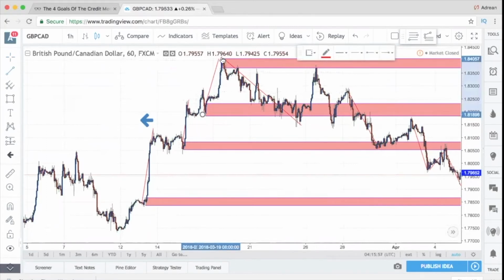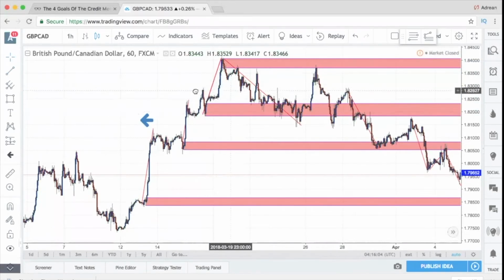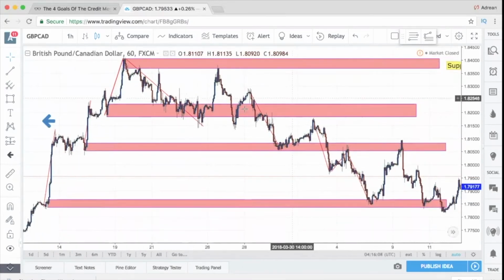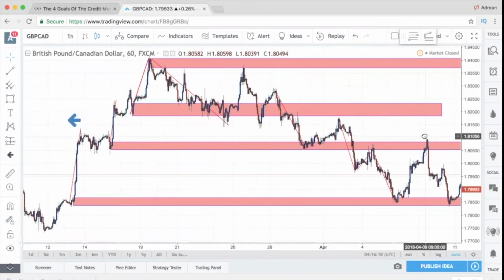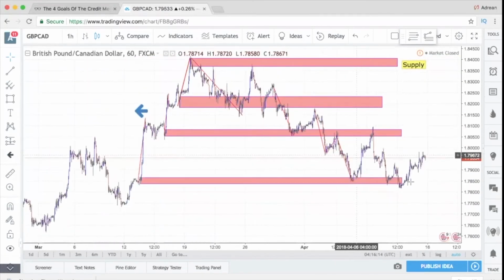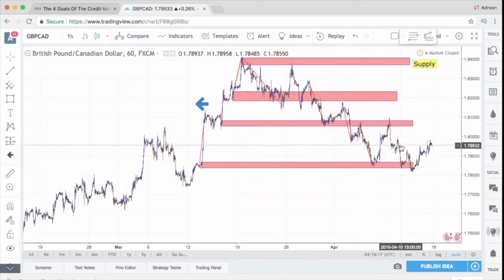You just need those major key areas. Once you draw them out, you'll see how price still simulates and bounces off those areas right there.